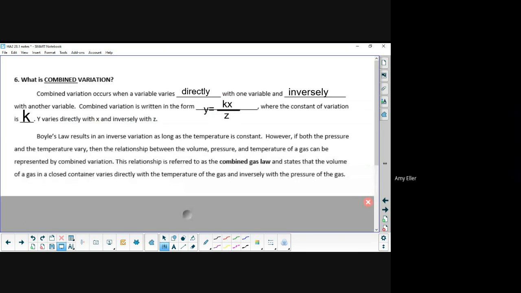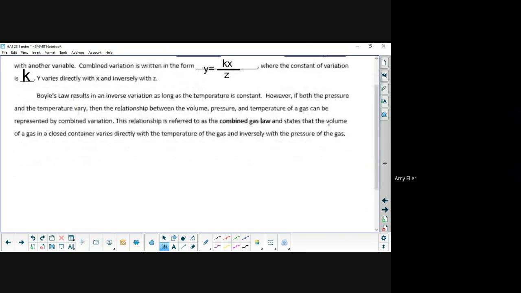Last paragraph. Boyle's law results in an inverse variation as long as the temperature is constant. However, if both the pressure and the temperature vary, then the relationship between the volume, pressure, and temperature of a gas can be represented as combined variation. This relationship is referred to as the combined gas law and states that the volume of a gas in a closed container varies directly with temperature. You might want to underline directly with temperature and inversely with pressure.